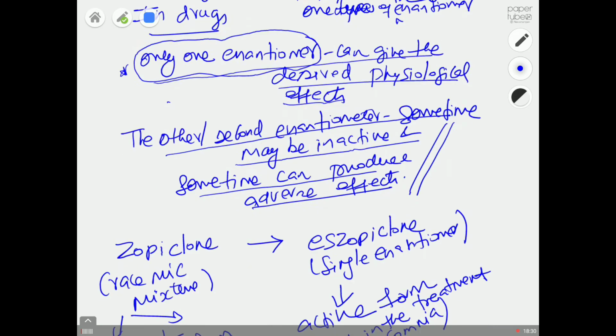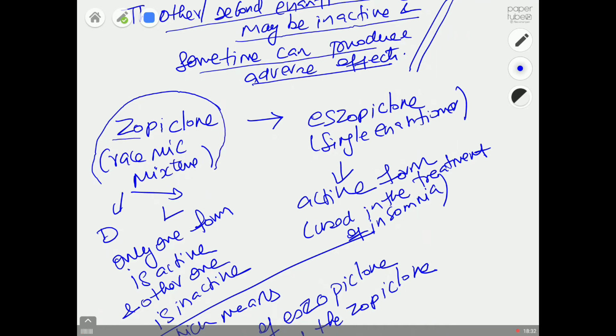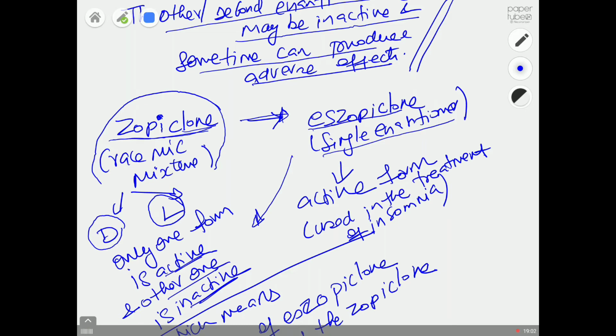I'm sure many of you might know this one, zopiclone. I don't know how to pronounce it, so if my pronunciation is not correct, forgive me. Zopiclone is a racemic mixture. It contains exactly 50 percent D and 50 percent L form. Out of this, only one form is active and the other one is inactive. The single enantiomer version contains only the active part. By the way, this drug is used to treat insomnia.